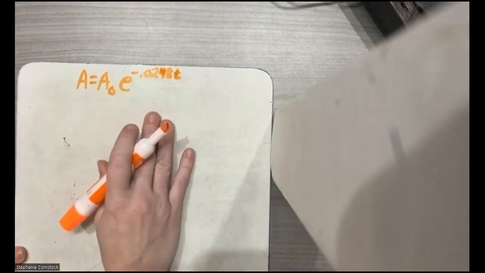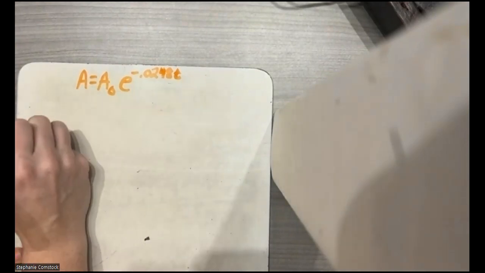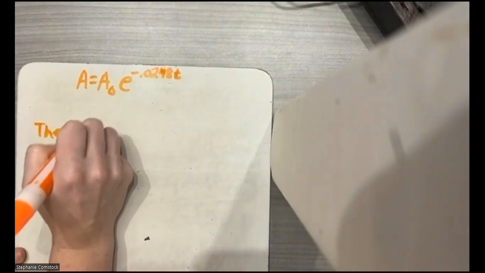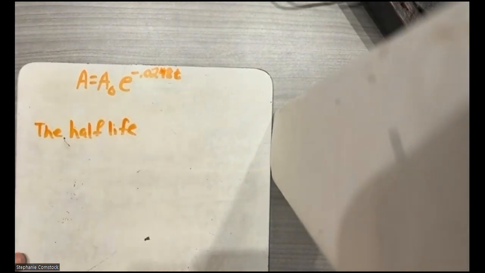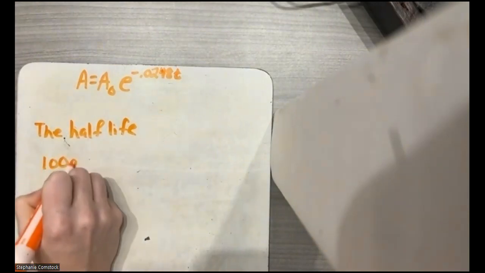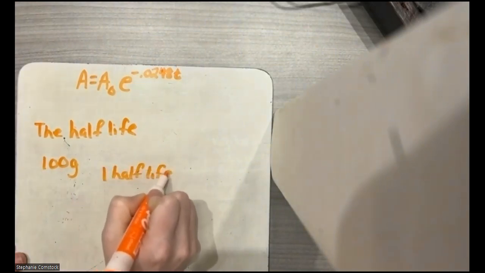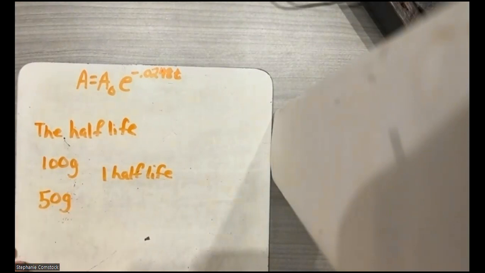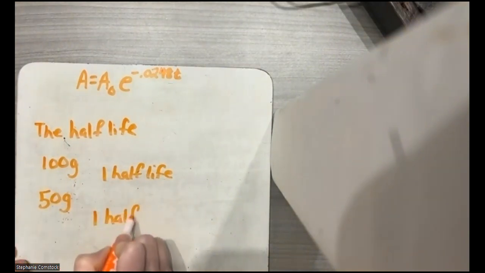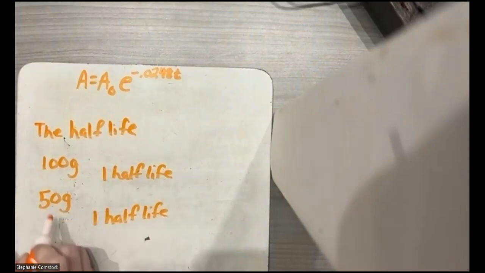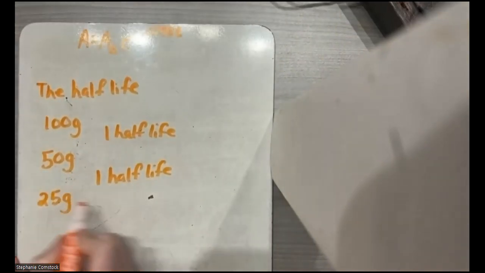Now, I am very aware that when they do these, sometimes when they don't set this up for us, they will say something like the half-life. Okay, now keep in mind what half-life is. If I have 100 grams of something, after one half-life, I will have half of this amount. So I will have 50 grams. After another half-life, it's not all 50, it's half of this. So I would have 25 grams. And then after another one, I would have 12.5 and so on.